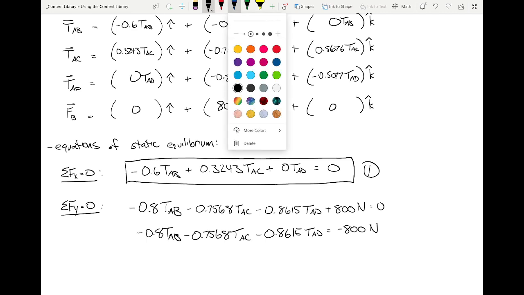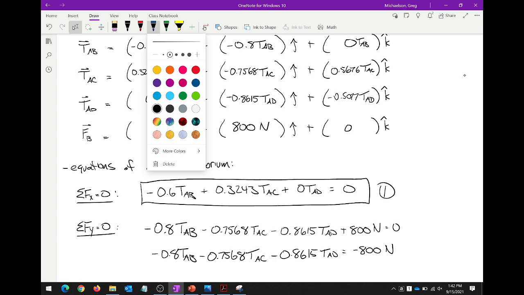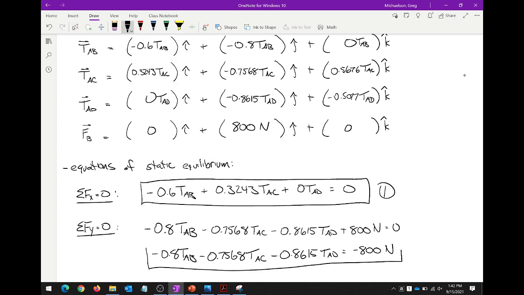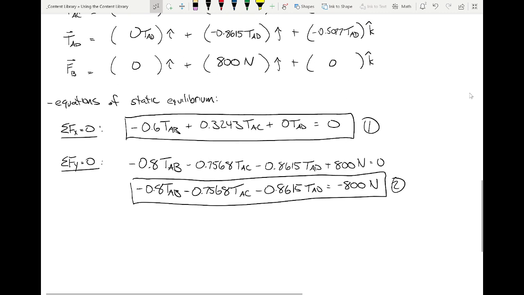See if I can, sorry, hold on. It doesn't like my colors right now. I don't know why. I'll fix that later. Okay. With me so far?